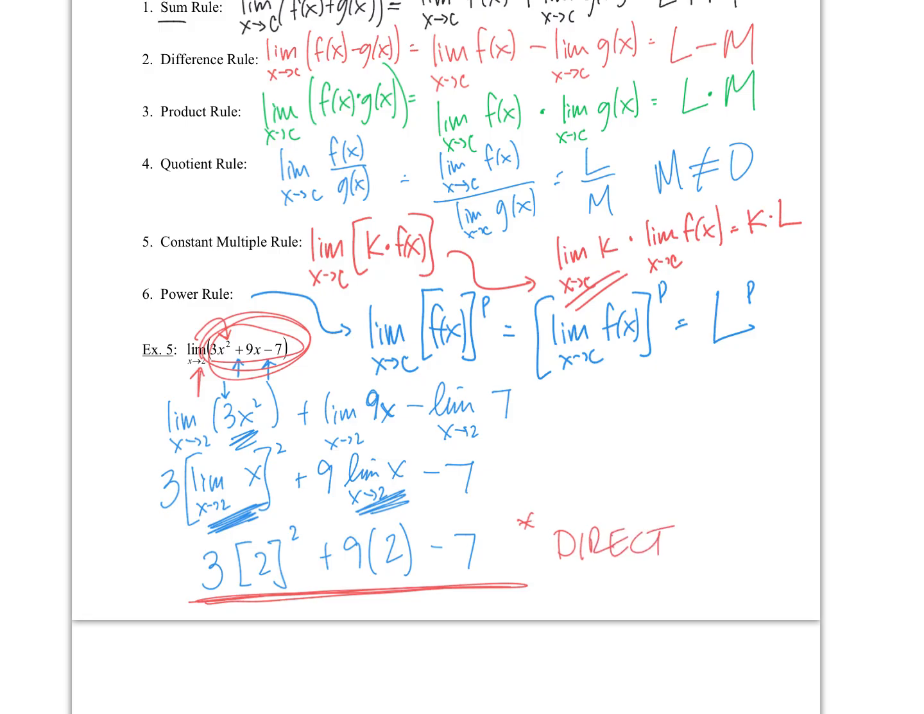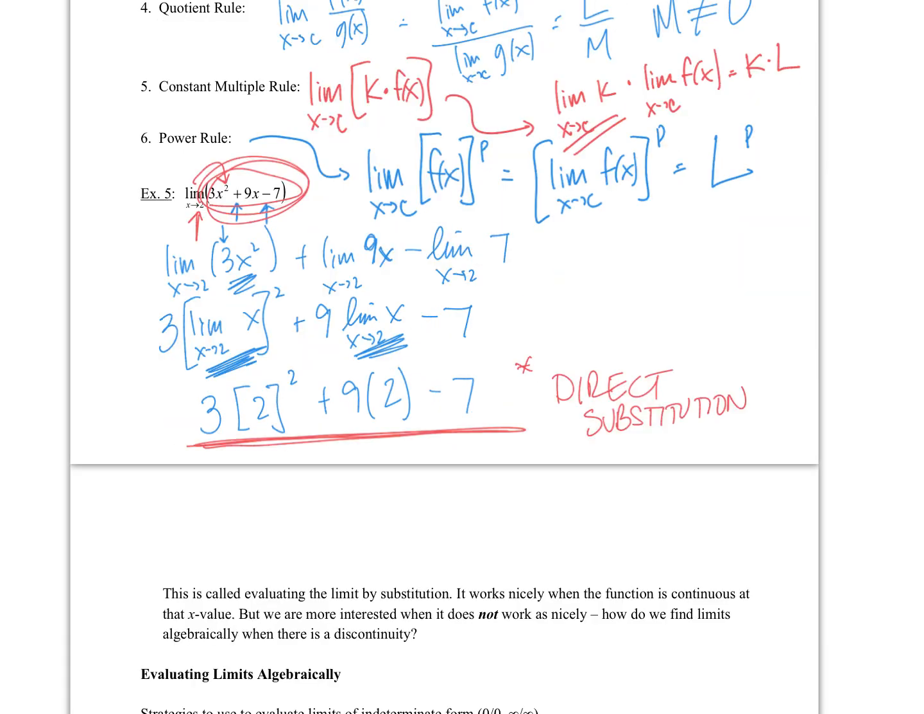Direct substitution is always your very, very first line of defense. If you see limit notation and you are asked to figure out what the limit is, the first thing you always want to try is direct substitution.